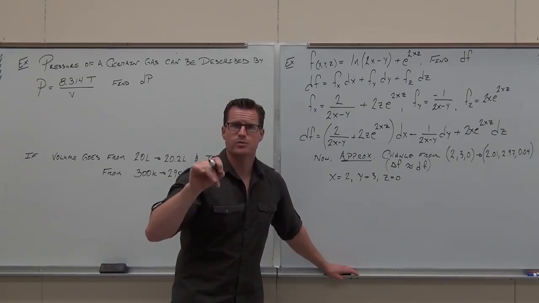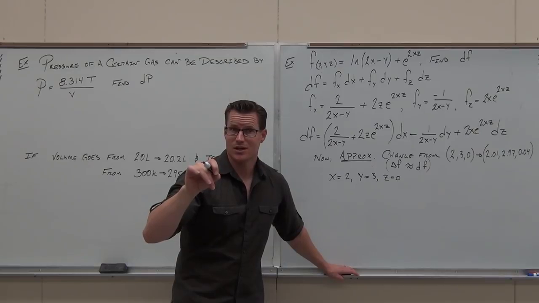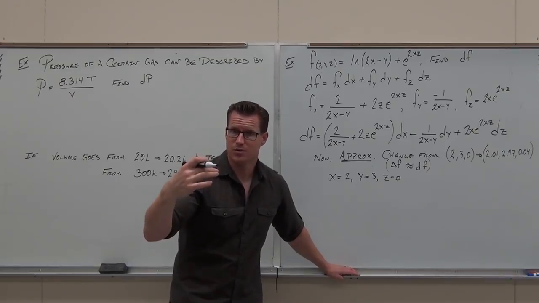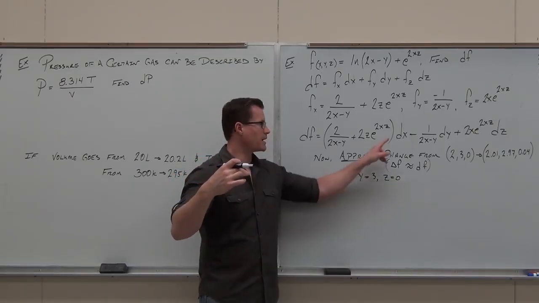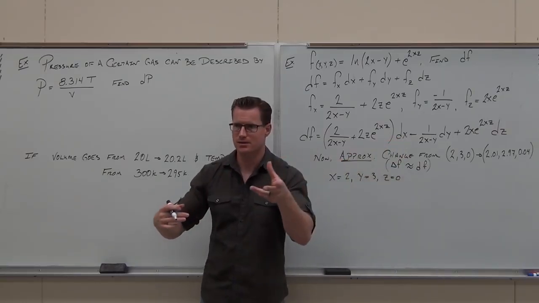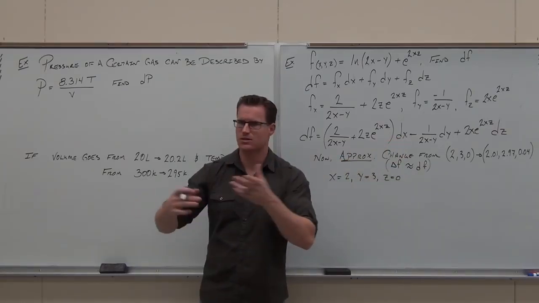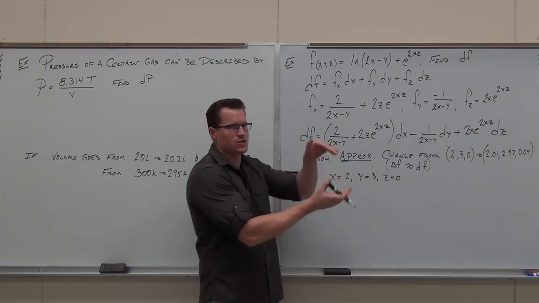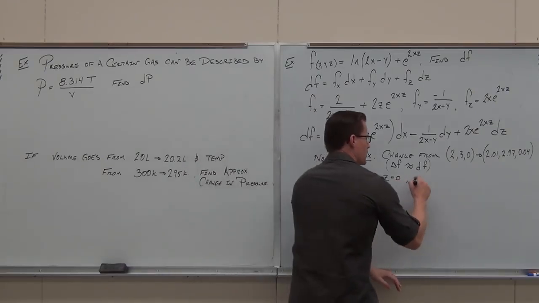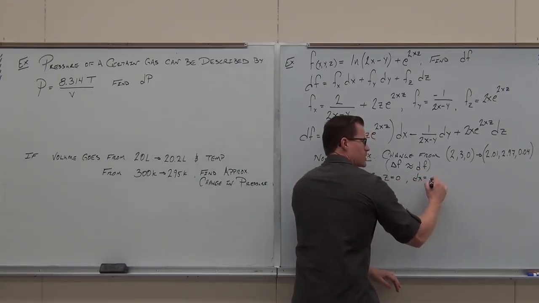The delta x would be 0.01. Clear? But dx is the same as delta x. That means that if I have a delta x of 0.01, I can use it for my dx. It is the change in x. That's all it is. It's going to approximate the change in the function, the change in height. So our dx is 0.01.